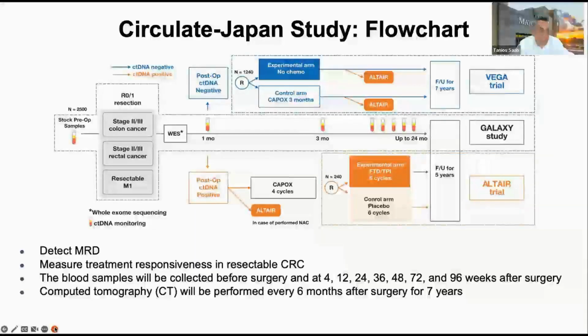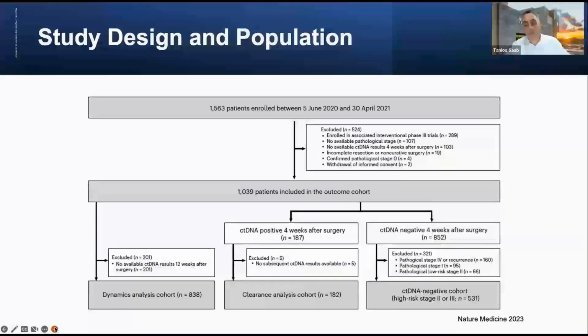And then the Galaxy study, which essentially is a study that is observational in nature. This was the one that was published in Nature Medicine just this year. It included 1,500 patients, 1,000 patients were reported in the outcome cohort. About 852 were included in the MRD negative assessment cohort, and then the MRD positive, and included the clearance analysis cohort, meaning those are patients to see essentially if you convert positive to negative with adjuvant chemotherapy, and then the dynamics analysis cohort, and we'll talk about this as well.